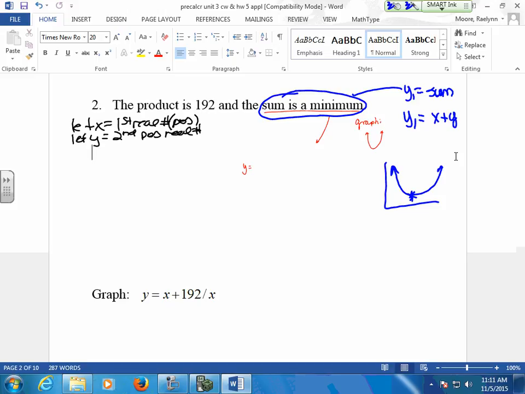So I say, okay, you've got to give me some more information, because I can't use x plus y in my y1. Oh, I have another piece of information. The product of these two numbers is 192. So how do I say that? What math sentence do I use?